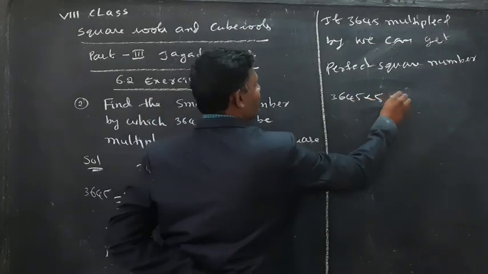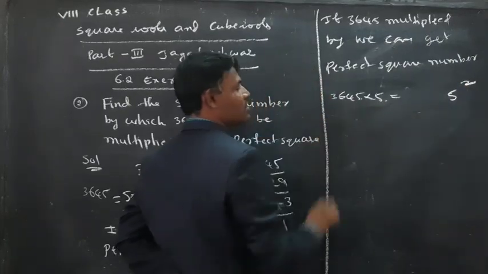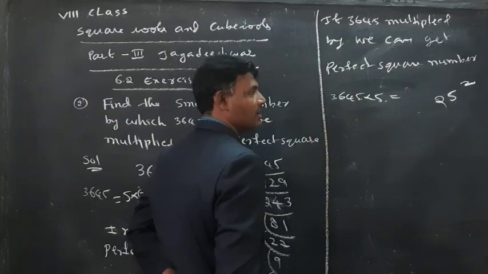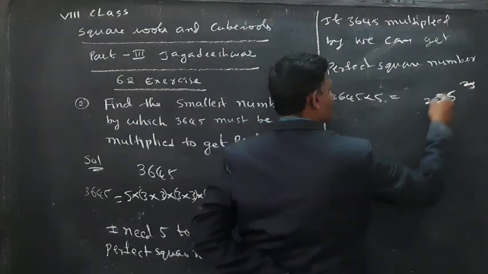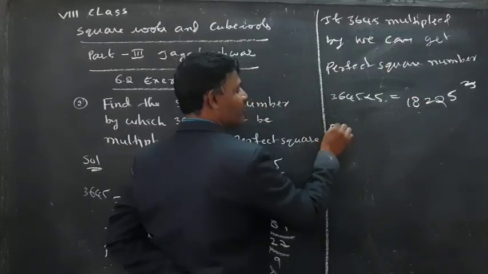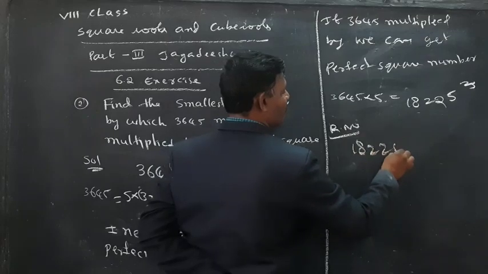3645 into 5. 5 fives are 25. 5 fours are 20, 20 plus 2 is 22. 5 sixes are 30, 30 plus 2 is 32. 5 threes are 15, 15 plus 3 is 18. So the required number is 18225.